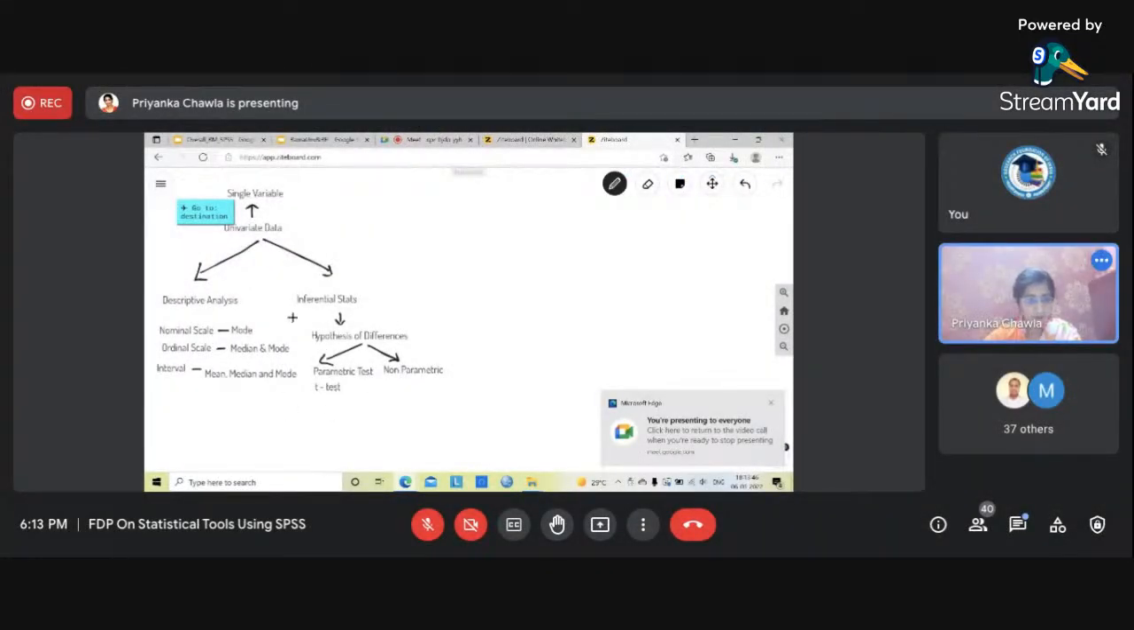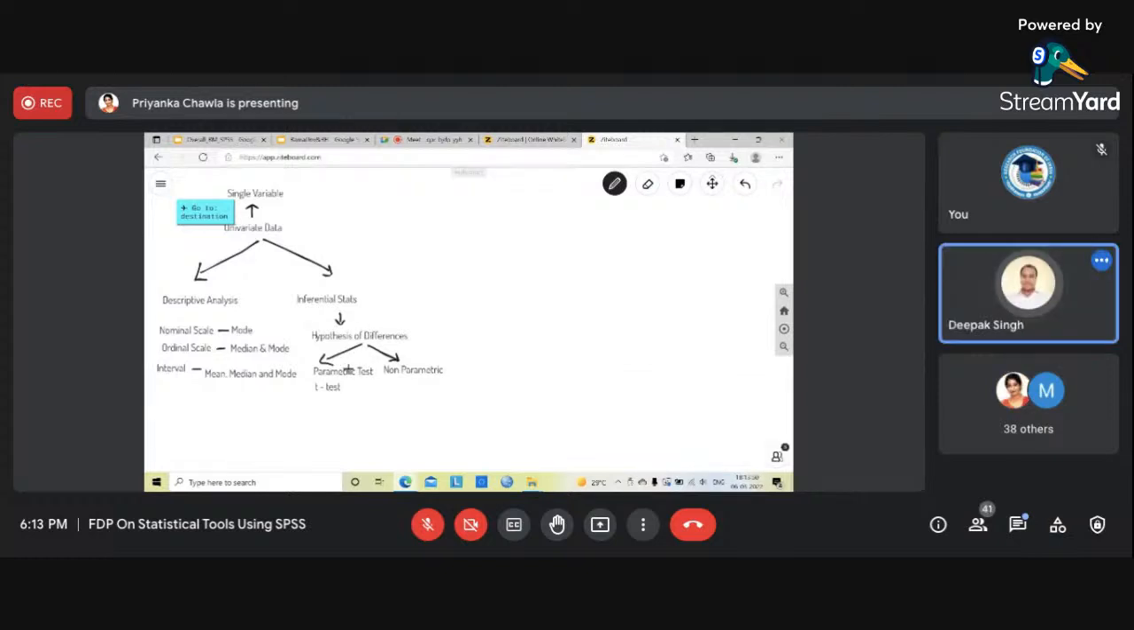I mean, parametric test we apply t-test, right? Since we have only single variable, that means hypothesis of association will not be formed. Only hypothesis of difference will form. But there are two ways. Under parametric, we will use t-test, and under non-parametric, which test is to be used? Any idea? Chi-square test. Chi-square. Okay. Talking about bivariate data.